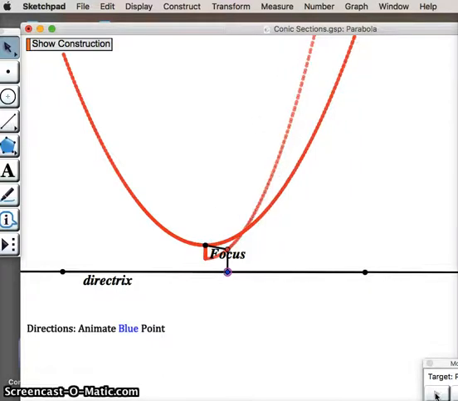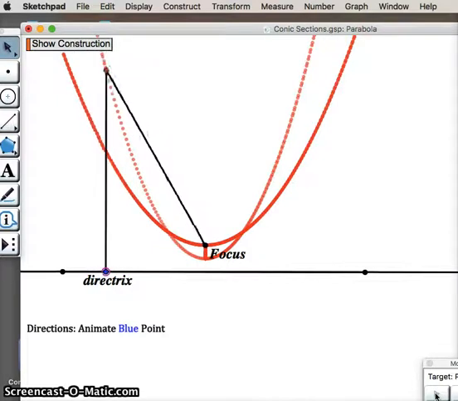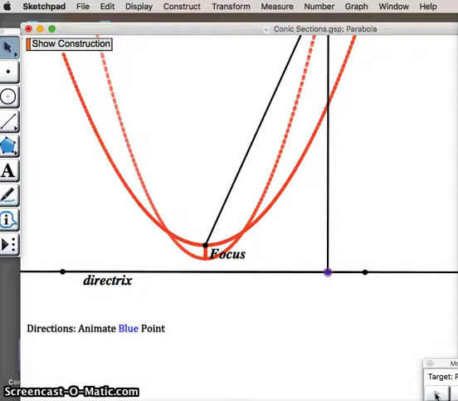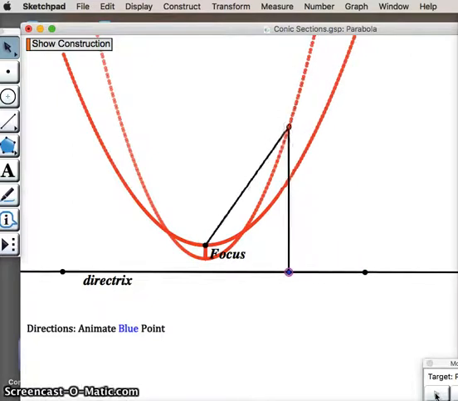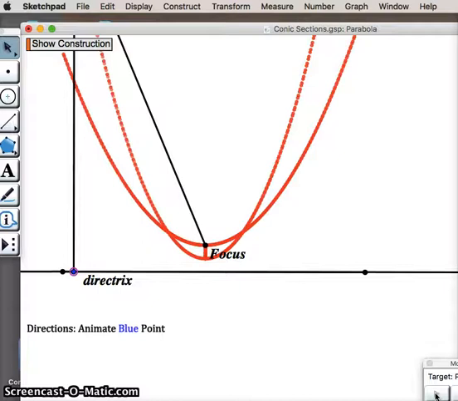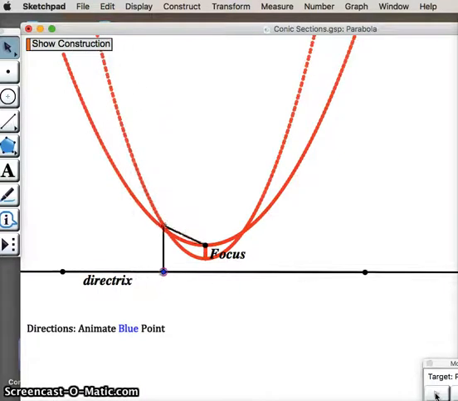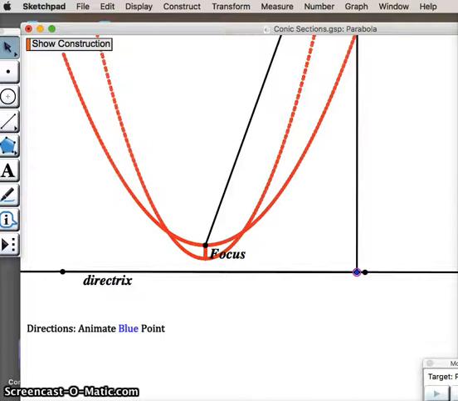Right, turns out adjusting the focus or the distance between the focus and the directrix will make the parabola either wider or narrower. So that distance affects our stretch factor somehow. So the relationship between that distance and our stretch are related.